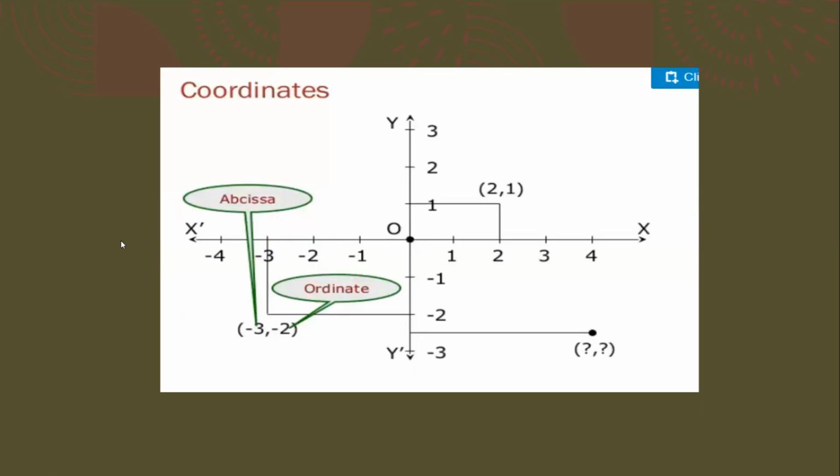Again children, one thing: the x coordinate has another name, abscissa. Here minus 3 is the x coordinate and it is also called the abscissa. This minus 2 is the y coordinate and its other name is ordinate.